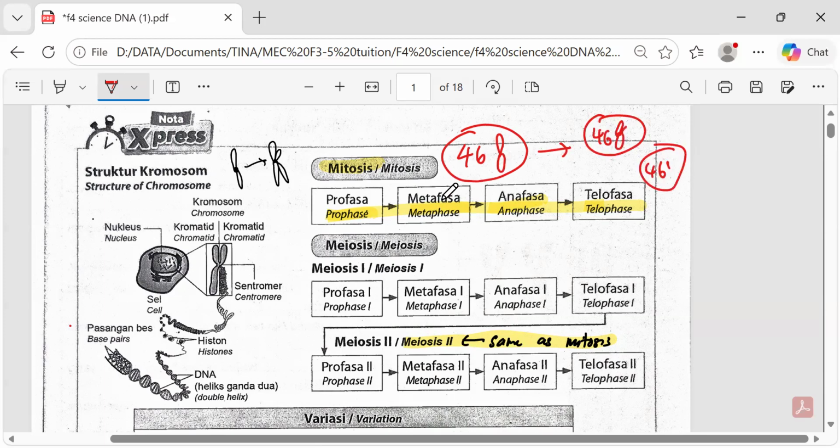Do you remember the phases? Prophase, metaphase, anaphase, telophase. Remember that? If you don't remember, start to remember, okay? So prophase is when the thread becomes condensed. Metaphase is when they line up, one line. Anaphase is when they split up. Telophase is when they become a new cell nucleus, okay?